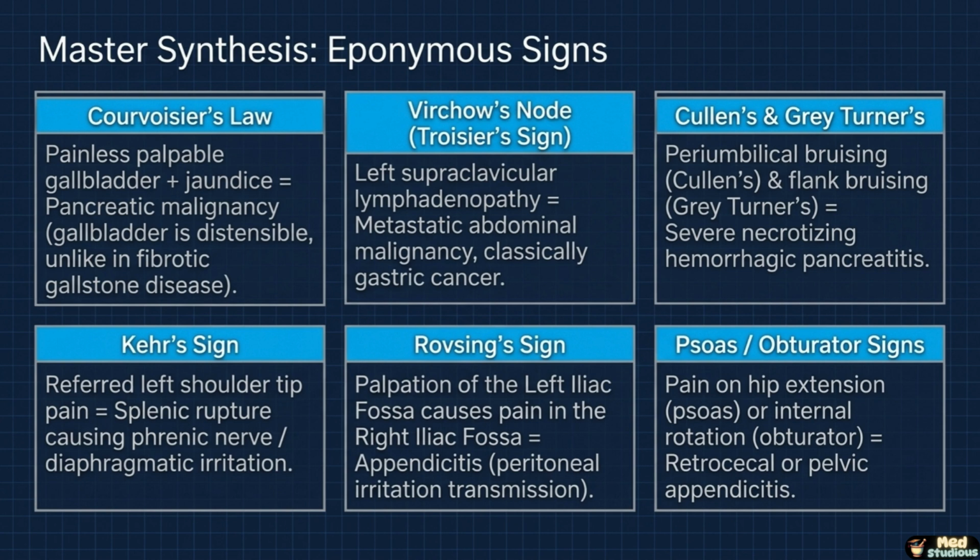Kerr's sign is referred pain at the tip of the left shoulder from diaphragmatic irritation, classically seen with splenic rupture, another example of the phrenic nerve connecting an abdominal organ to a distant referral site. And in suspected appendicitis, Rovsing's sign, pain in the right iliac fossa when you palpate the left, demonstrates peritoneal irritation transmitted across the abdomen, while the psoas and obturator signs specifically suggest a retrocecal or pelvic appendix irritating those respective muscles.